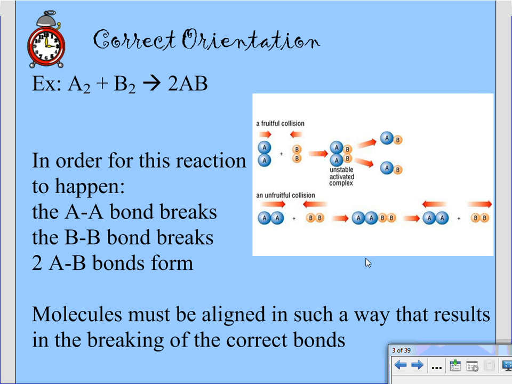Down in the bottom picture, an unfruitful collision, in other words, a collision that does not result in a reaction, has the two molecules spaced differently. And when that occurs and they bounce off one another, it may promote the idea that this bond will form, but it would take more energy to rearrange the A and the other A and the B atom to form that new bond. So those molecules would not be aligned correctly in a way that would promote that reaction. And so the molecules simply bounce off one another.